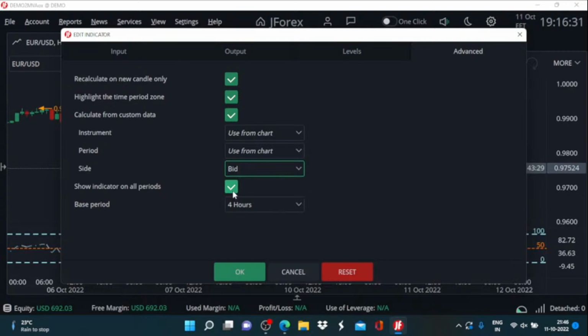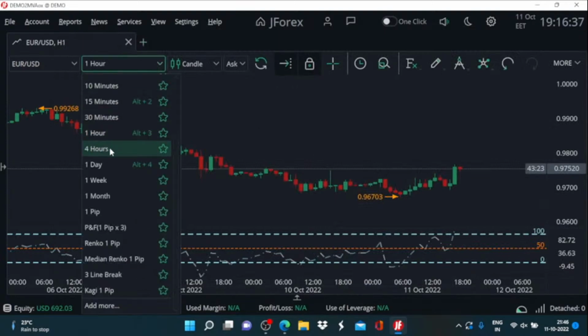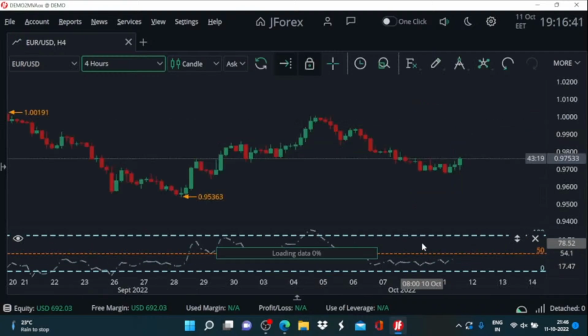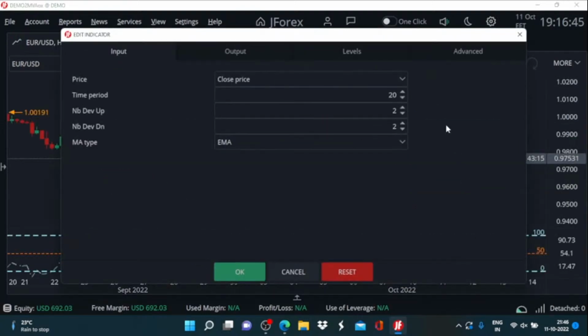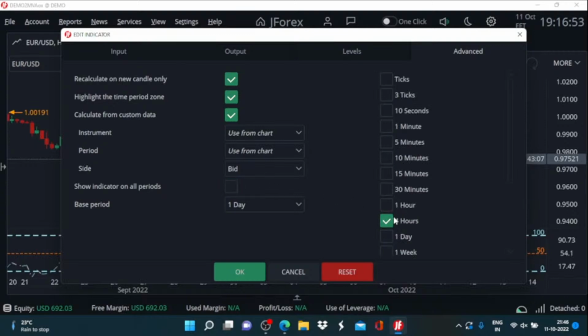If you want the indicator to be available on all the candle periods whenever you use different time frames for the instrument, you can opt in for this option. But if you opt out of that option, then you have to specify on which candle periods the indicator should be available, and only on those time frames the indicator will appear. So here we have 4 hours as the defined candle period for the indicator to appear. So only on 4 hours it will appear.